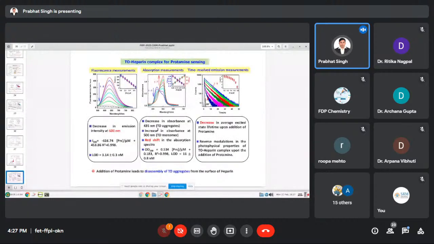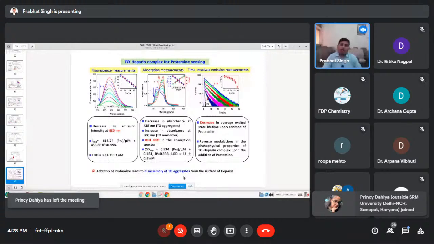Protamine sensing I already described in the previous work, and something similar is here. You have a thioheparin complex, and when you add protamine to it, it breaks. Similarly, you see very nice absorption changes. Initially this band was decreasing, now it is recovering because the dye is broken from the heparin complex, so it is a free dye and shows the feature of free TO. These kinds of reversals in trends happen when you add protamine to a thioheparin complex, and this basically tells us that you have a disassembly or breakage of TO aggregates from the surface of heparin.